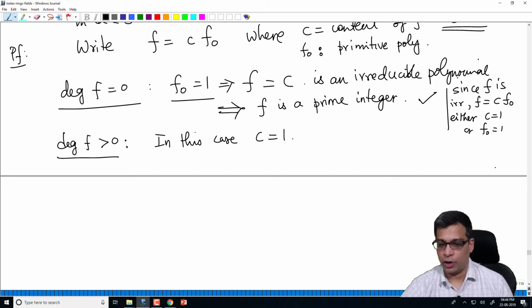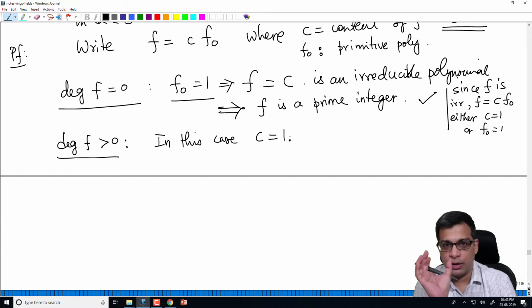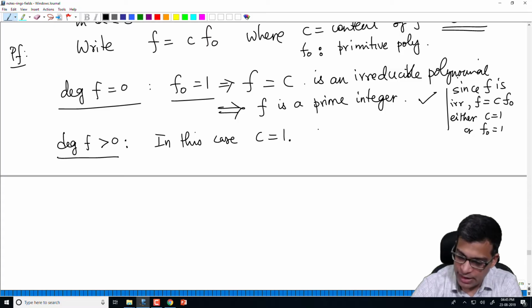Okay, technically f0 cannot be 1 because f0 is a primitive polynomial. What we really mean is that you can't factor it into, it is an integer by itself. But if degree is positive, f0 is not a unit, because f0 is a positive degree polynomial. In other words, c must be 1, because remember leading coefficient of f is positive. So any irreducible factorization of f must contain a unit. So either c is 1 or f0 is 1. Minus 1 is also a unit, but minus 1 cannot appear here because the leading coefficient is positive. In this case c is 1, so f is equal to f0. So f is automatically primitive.